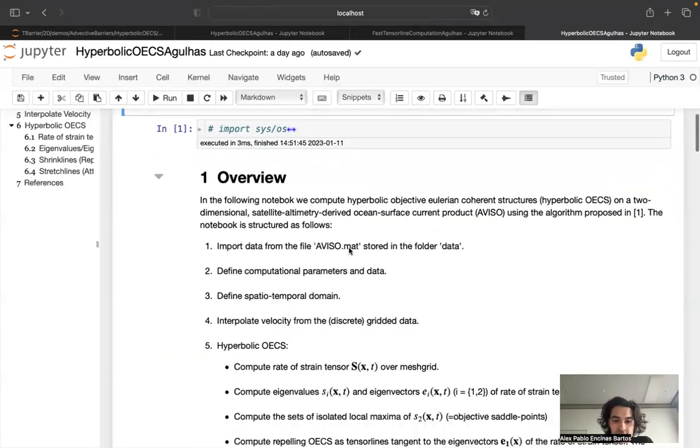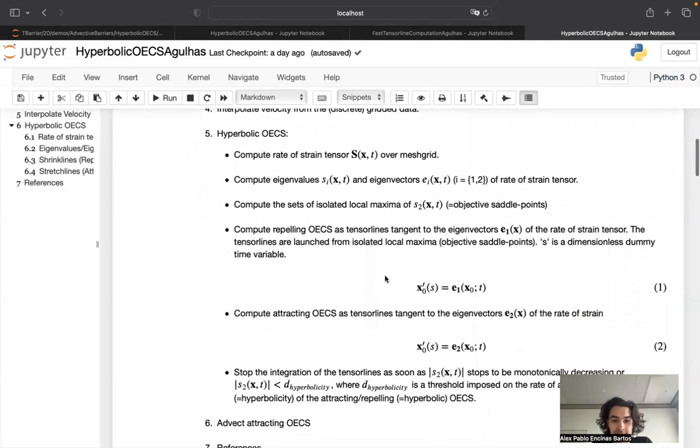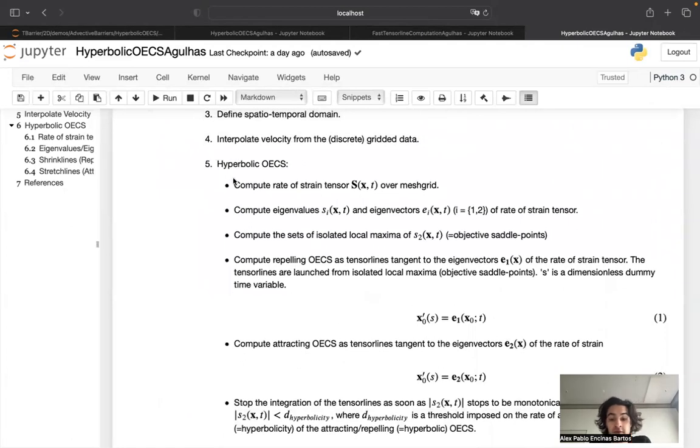So if we take a look at the script, the first four steps, again, are essentially the same: importing data and interpolating the velocity field. And step number 5, the computation of these hyperbolic OECSs, is also basically the same as for the LCS case. The only difference is that here we replace the Cauchy-Green strain tensor with the rate of strain tensor, so with this S matrix. And of course, instead of using the eigenvectors of the Cauchy-Green strain tensor, we need to use the eigenvectors of the rate of strain tensor, which are denoted as E, and the eigenvalues of the rate of strain tensor, which are denoted as SI.